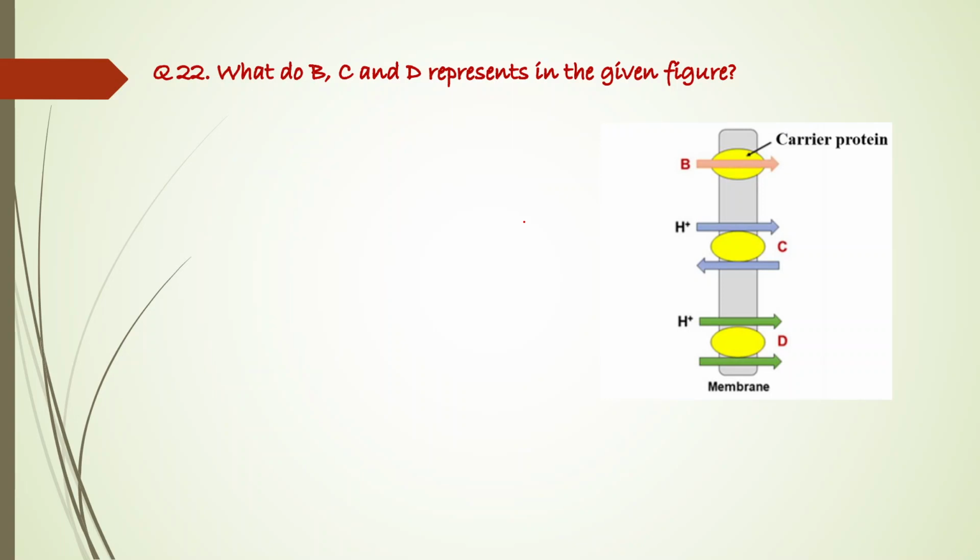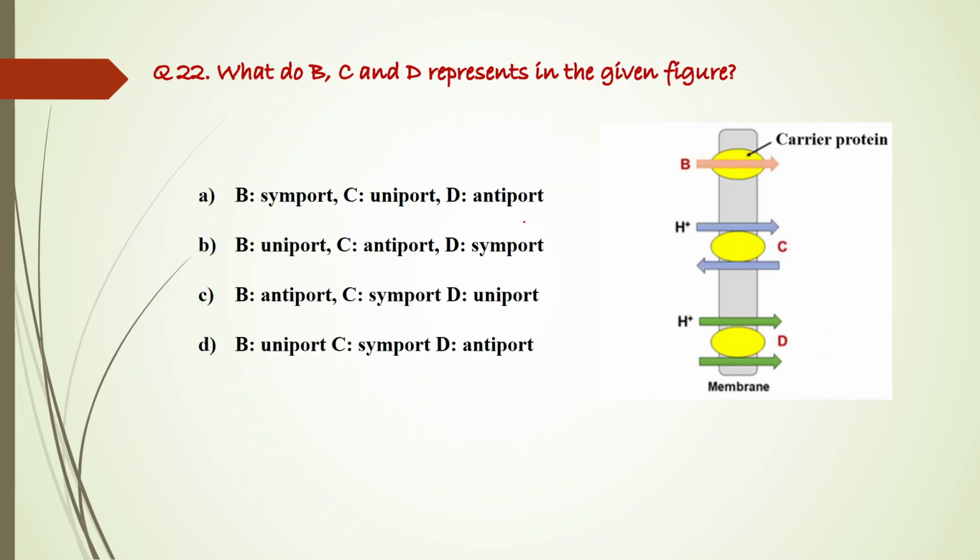Okay, moving to the next one. What do B, C and D represent in the given figure? So this is your carrier protein. You have to add this yellow one that is shown in the diagram. This is your carrier protein. Then three different transport modes are shown here. You have to identify these three different modes written as B, C and D.